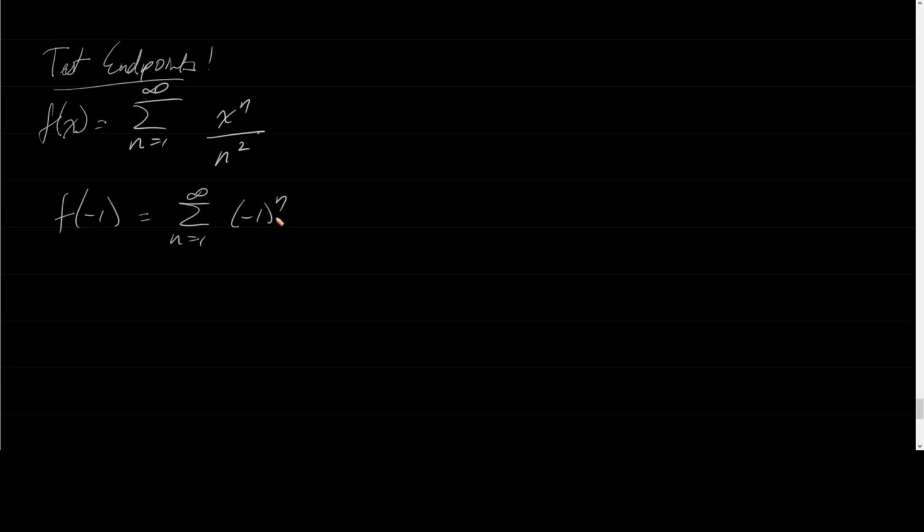of -1 to the n over n squared. This right here, I'll let you do the actual test for this, but this is convergent by alternating series. So that's convergent at -1. Again, I'll let you figure out the test on your own as an exercise.